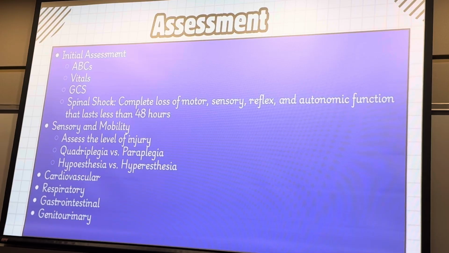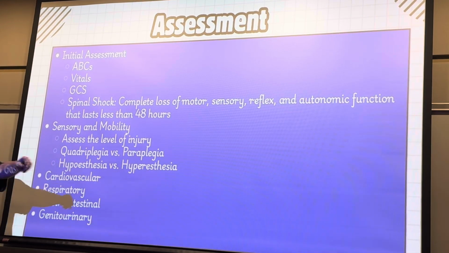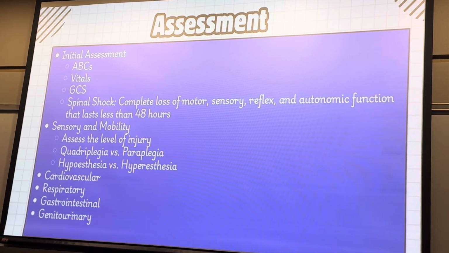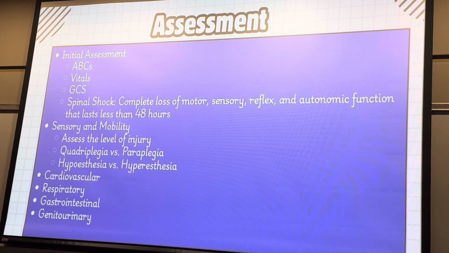And then we have, for sensory-wise, hypoesthesia versus hyperesthesia. Hypoesthesia, decreased sensory perception, or hyperesthesia, increased sensory perception. Almost like I even look at their arm, they can feel it. One of the two.